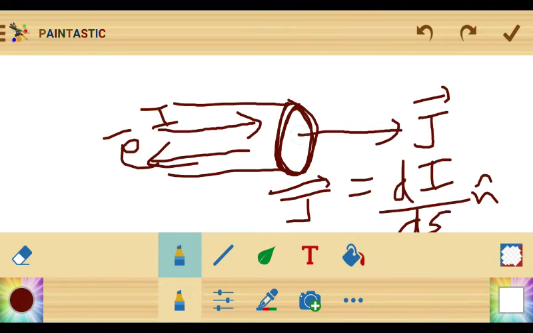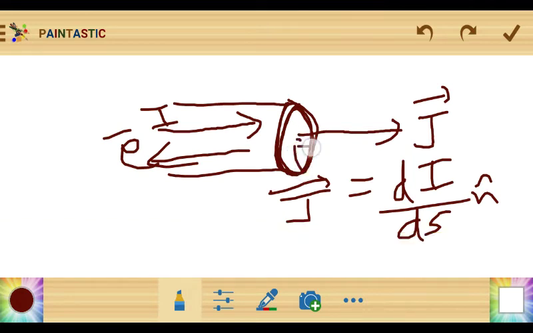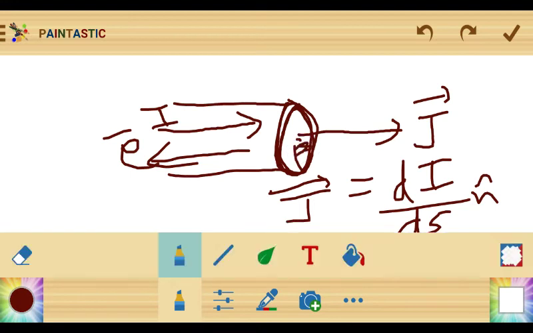If at point P, this is a point P, current dI passes normally through area dS, having area dS as shown in the figure, then current density J at point P will simply be J is equal to dI upon dS n cap, where n is the area vector, the direction of the area vector.